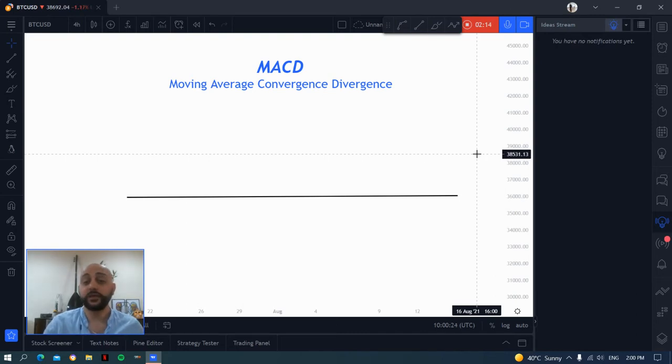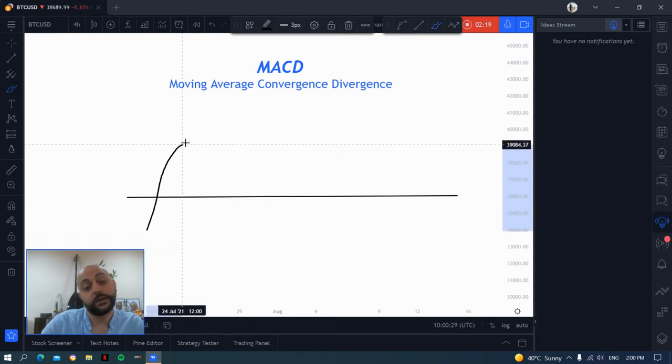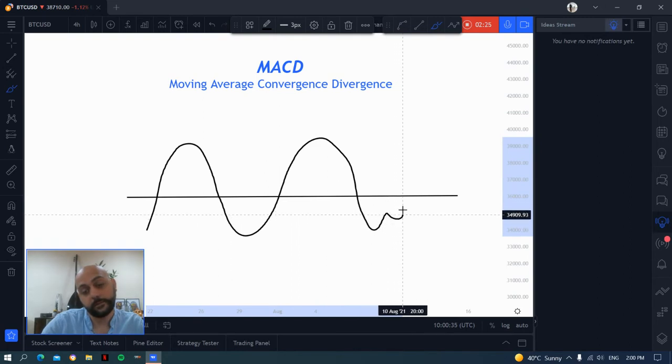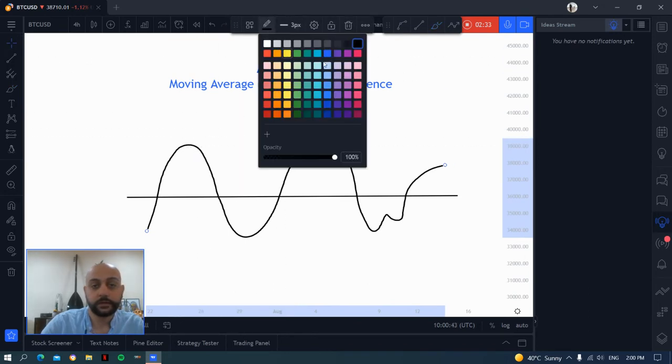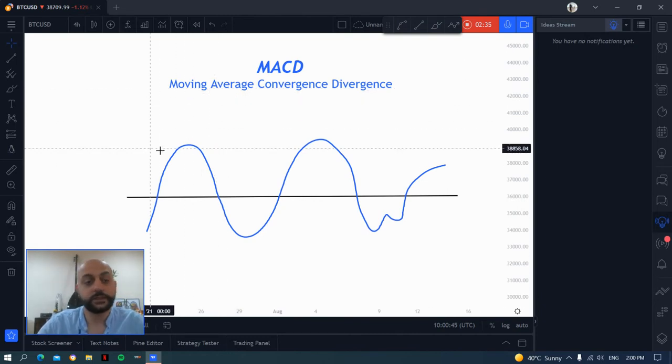So let's start with the MACD line. The MACD line usually goes something like, for example, this. Okay. This is going to be our MACD line, and we're going to put it in blue. It's calculated by subtracting the 26 EMA from the 12 EMA. So, exponential moving average. We use the 26 and the 12 and the difference will give us this line basically.